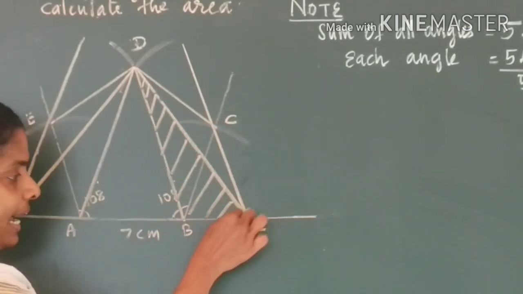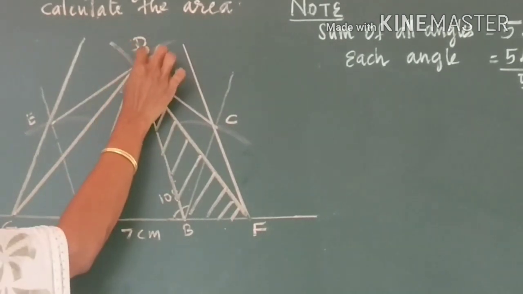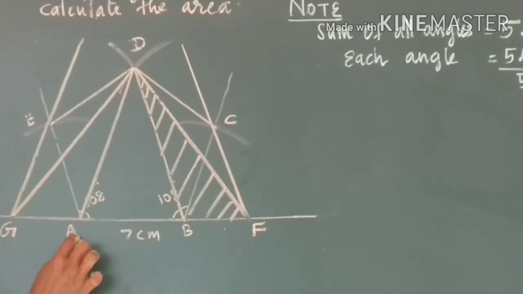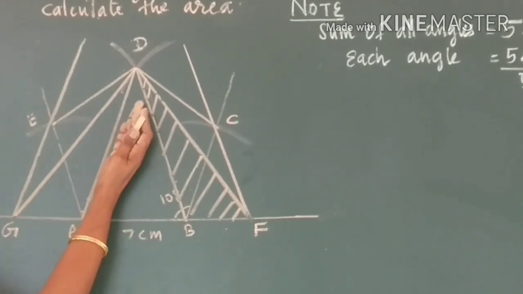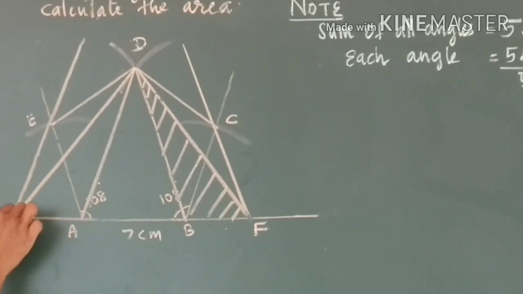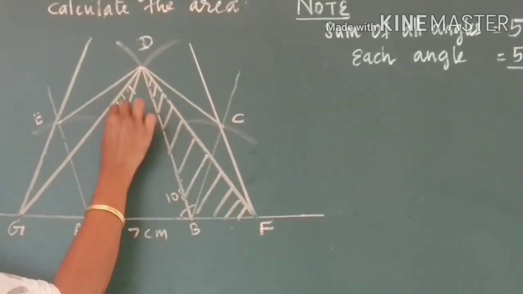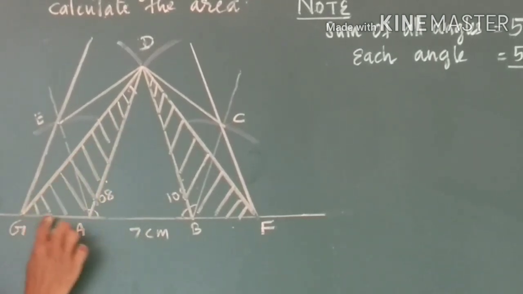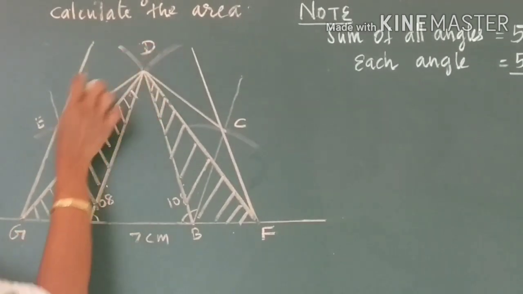Similarly, on the other side, instead of ADE, you can consider the triangle AGD because their base is same and their third vertices are on a line parallel to the base. Let me shade this triangle. So the area of this triangle is equal to the area of the triangle ADE.